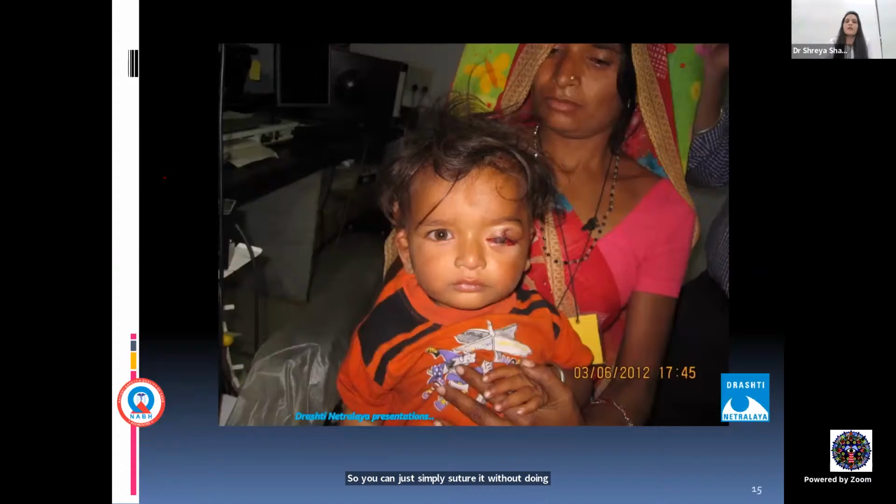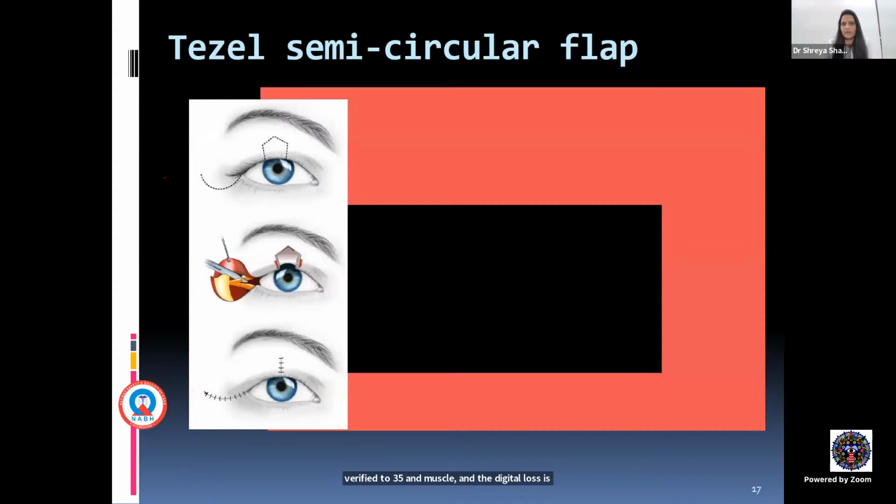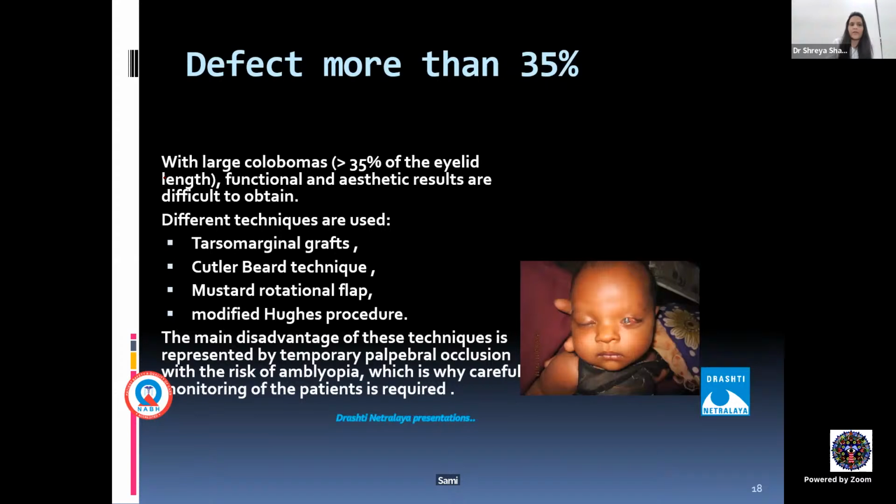If the defect is more than 25 to 35% and there is muscle and tissue loss in the accident, you may have to support with a semicircular flap. If the defect is more than 35%, then we have the tarsomarginal graft, Cutler-Beard technique, Mustardé rotation flap, and modified Hughes technique.